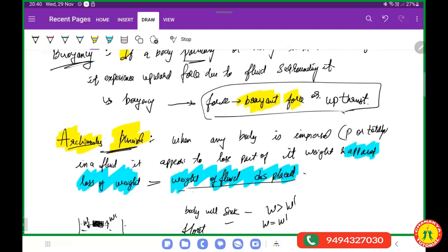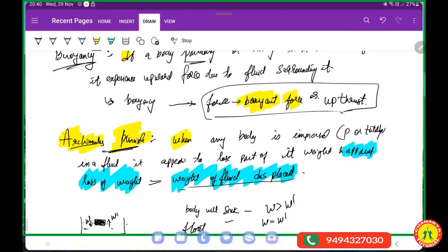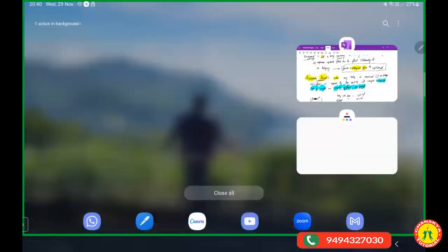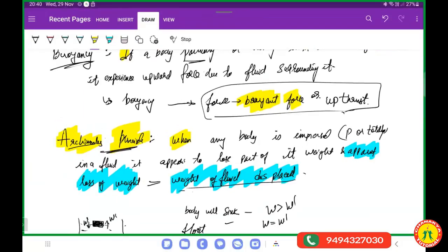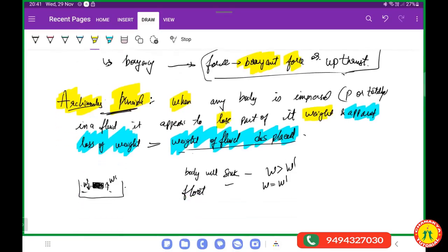So Archimedes principle says when a body is immersed in a fluid, it appears to lose a part of its weight. The apparent loss of weight is equal to the weight of the fluid which is displaced. That's what we have discussed till now. So today we'll start relative density and types of flow. That's what we are going to discuss today.